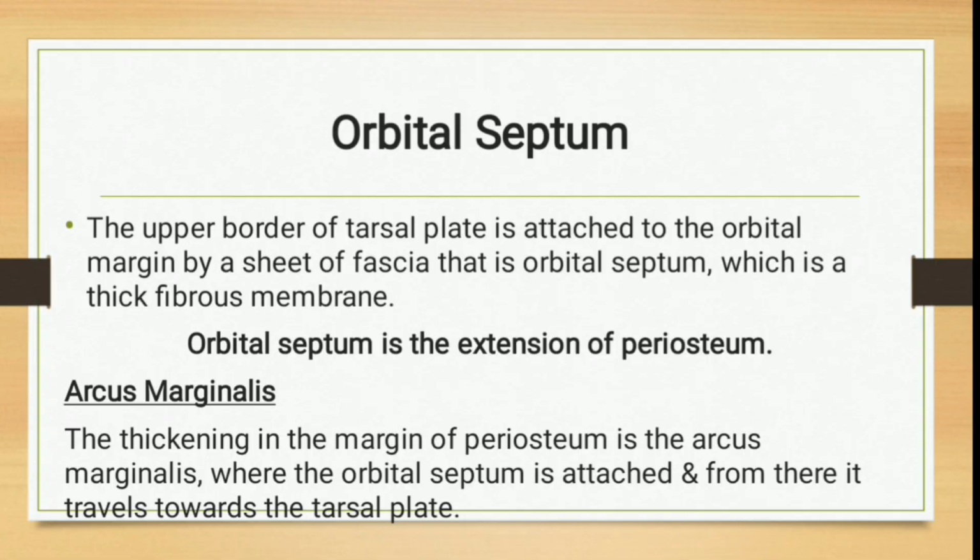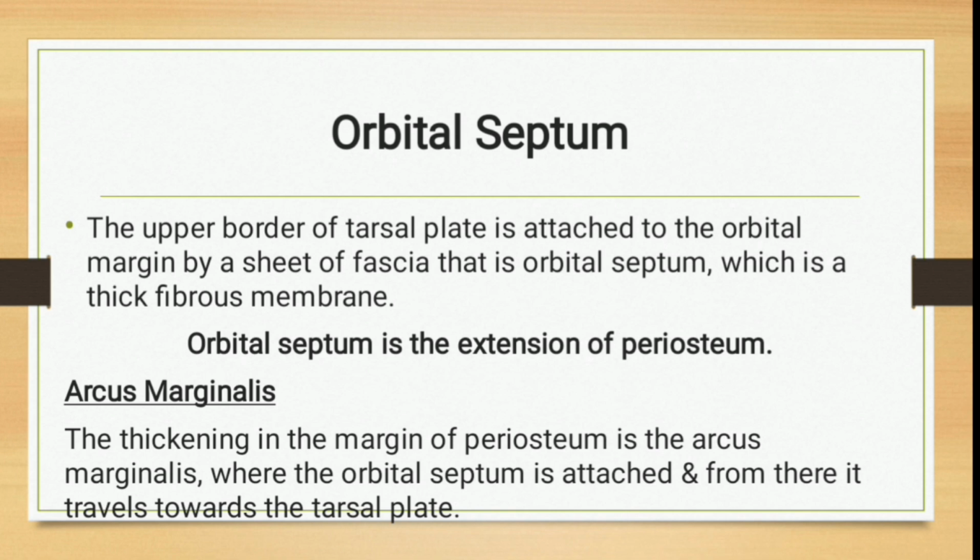Basically, the orbit has a layer on it. The orbital region has a thin membrane on it, which is the periosteum, right? And the orbital septum is basically the extension of the periosteum. It means that the orbit, which is the bony structure, has a covering, which is the periosteum.